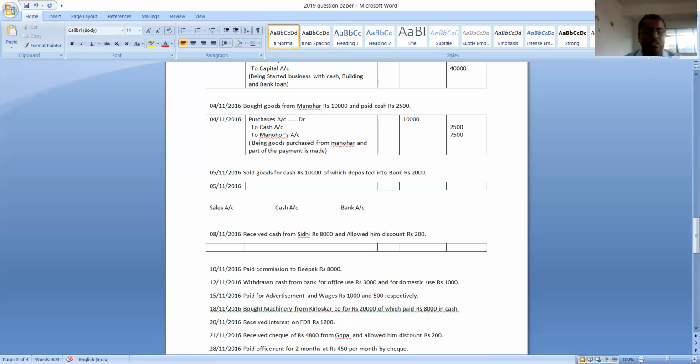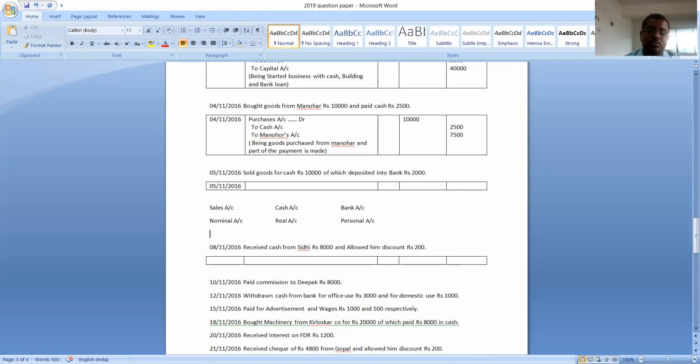Let's see. Sales account is which account? It is a nominal account because it is income to business. Cash account is which account? It is a real account because it is an asset. Bank account is which account? It is a personal account because it is an institution. Now we should decide which account should be debited and which account should be credited.